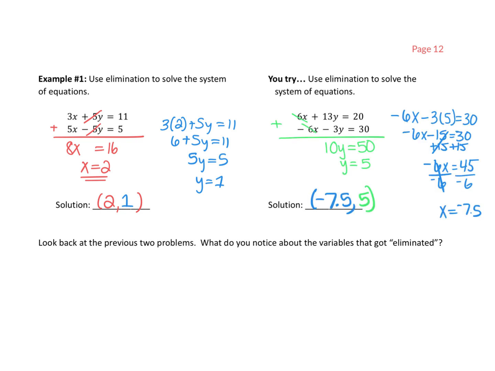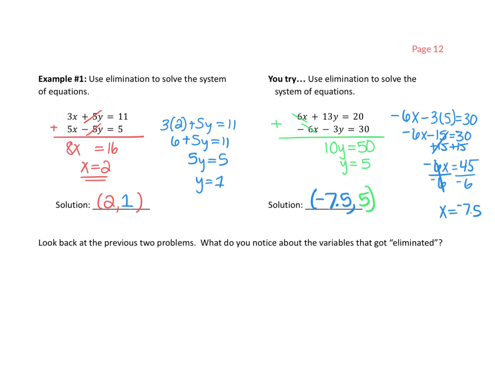When you add the two equations vertically, you eliminate your x's, leaving you with a y value of 5. Then you substitute that back into either one of the original equations. I use the second one. And I solve for x, giving me x equals negative 7.5. So the solution to this system of equations is (negative 7.5, 5).